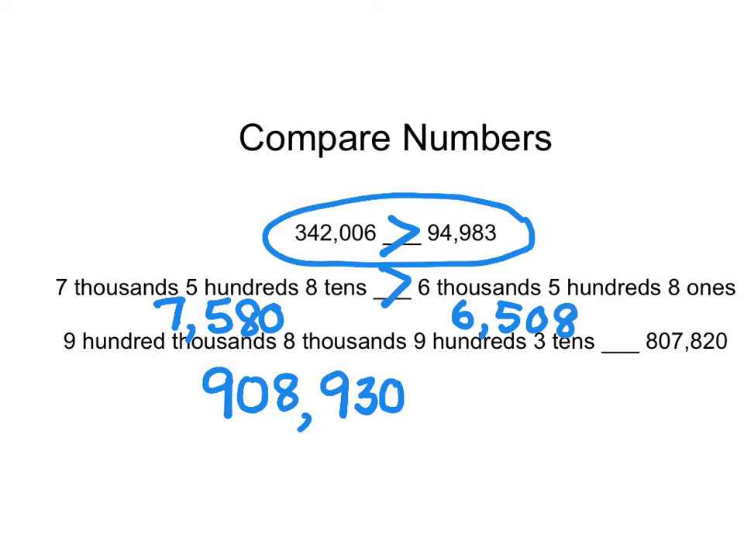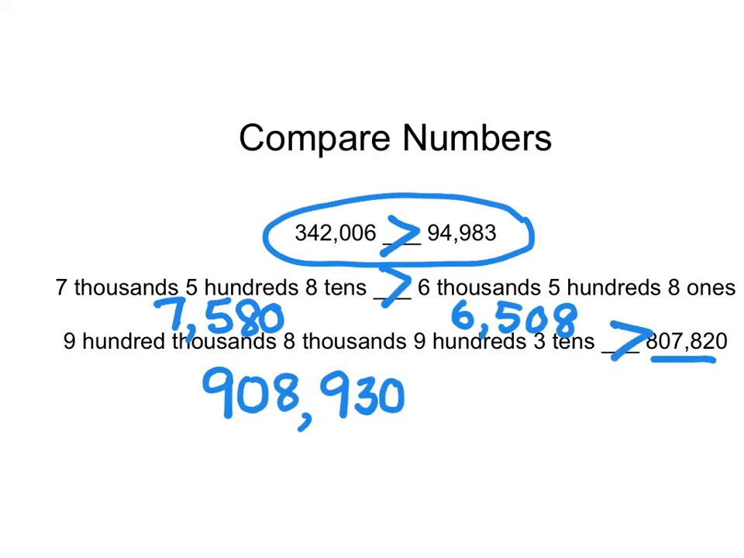And we're comparing that to this number over here. So I want you to say that with me in the way that we would speak that number. 908,930 compared to 807,820. Again, we're going to go to the largest unit to compare. They both have something in the 800,000s. So we're going to go ahead and compare those. We have 900,000 compared to 800,000. Again, the 900,000 is the largest.